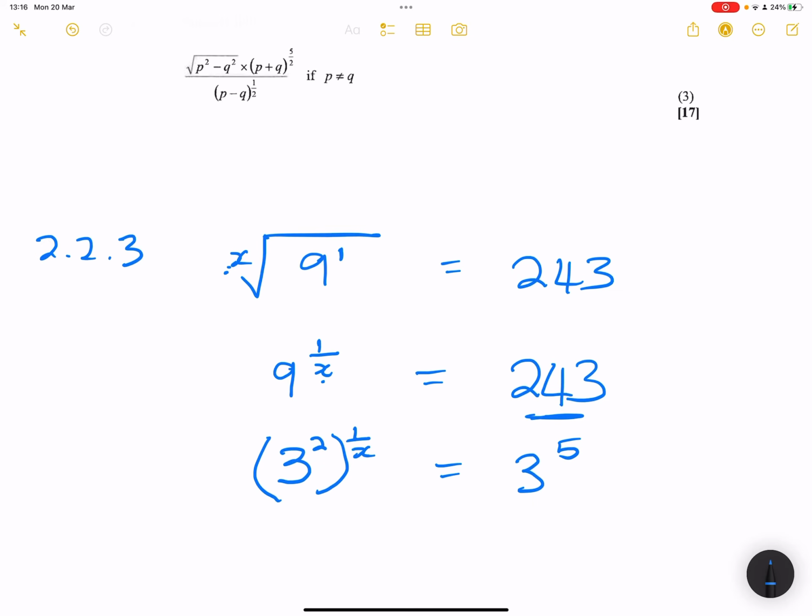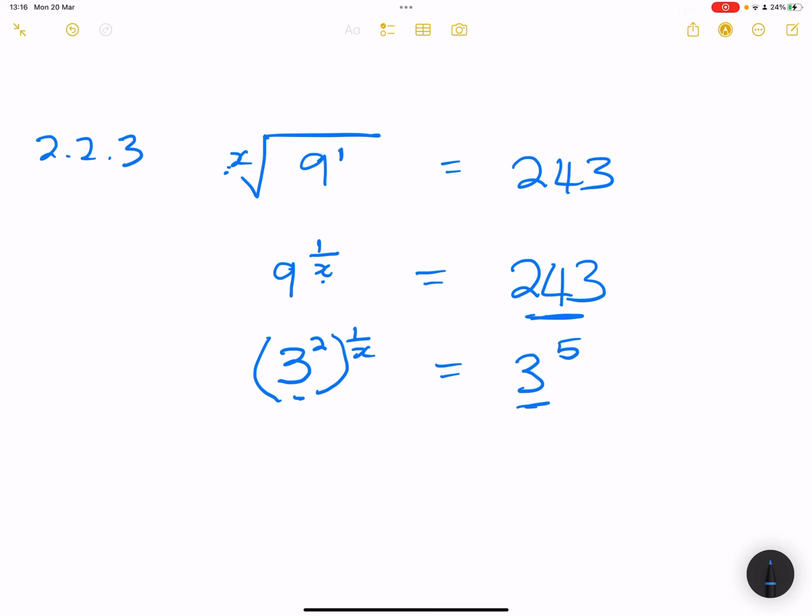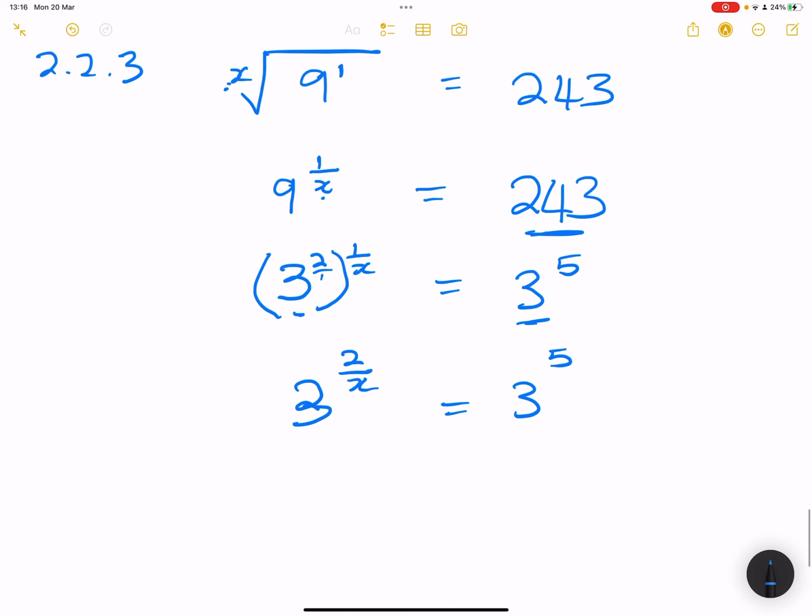What am I doing? I'm trying to get the bases to be the same, because once the bases are the same, we know we can just simply drop down the exponents. So we're going to say this is 3 to the exponent. Now remember, this is 2 over 1 times 1 over x. That will be 2 over x, which is equal to 3 raised to the exponent 5. So 2 over x will be equal to 5.